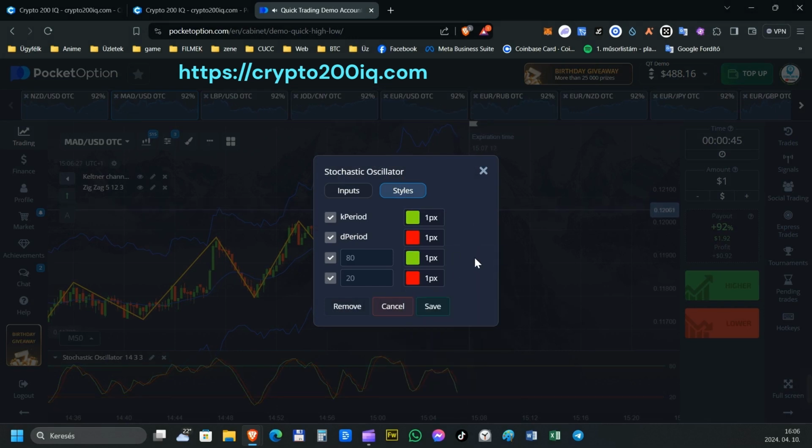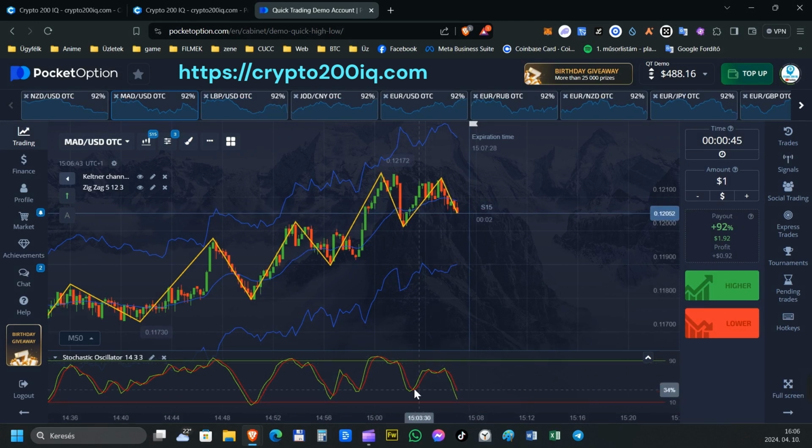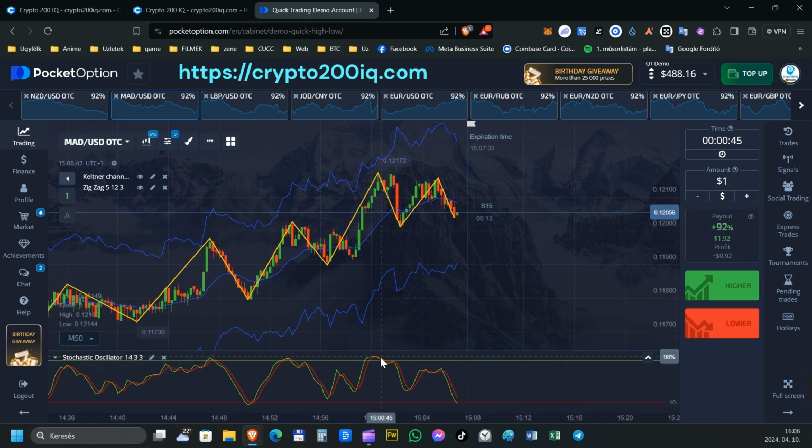I think it's better visible. I set these to 90 and 10, and then save. Here, we'll watch for the oscillator indicator lines to cross the upper and lower boundary lines, as this is a good indication that the price will soon change direction.